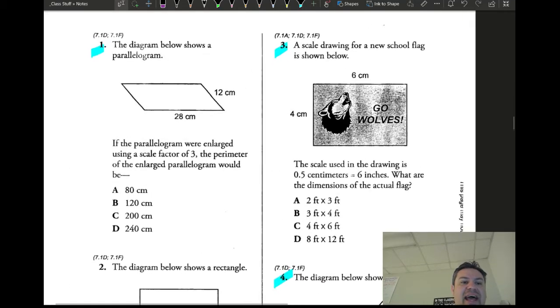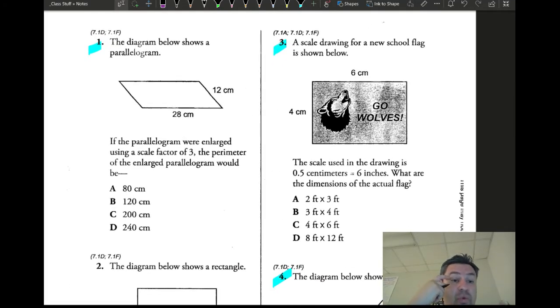So number one, it says the diagram below shows a parallelogram. If the parallelogram was enlarged, that means it's going to get bigger. Now, whenever we talk about scale factors, if the number is more than 1, it's going to get bigger, so therefore you're going to have to multiply. If the number is less than 1, or a fraction with the numerator smaller than the denominator, it is going to get smaller, and you're going to have to divide. And we're going to see a little bit of both in a little bit, okay? So let's pay attention right now.